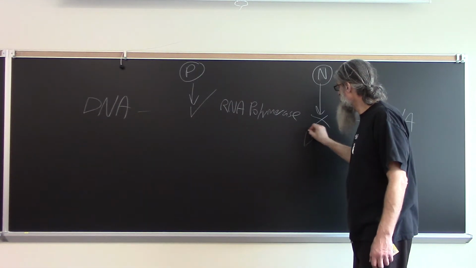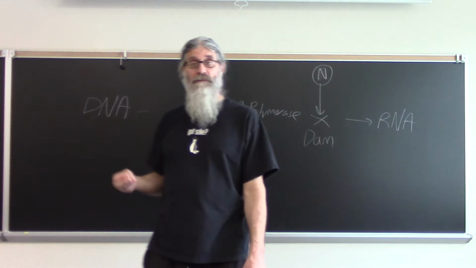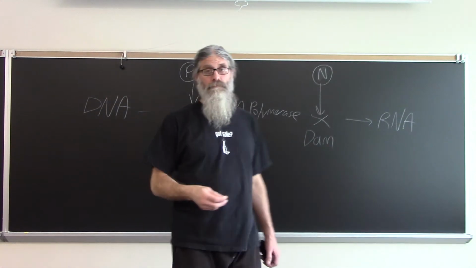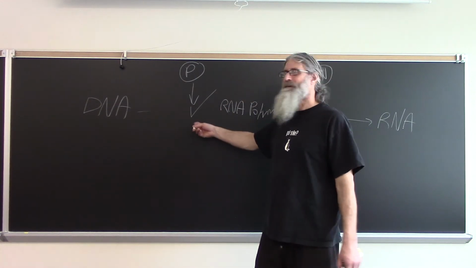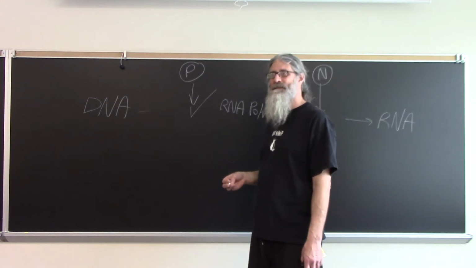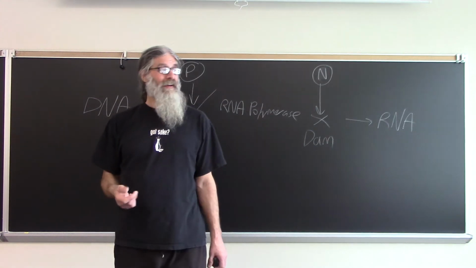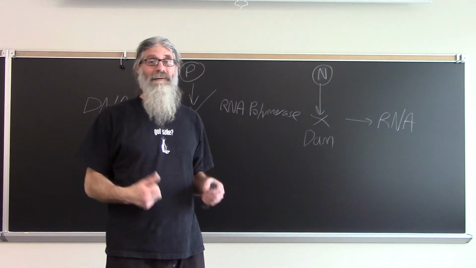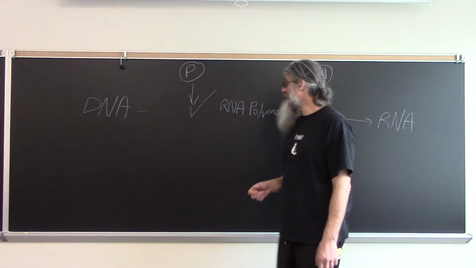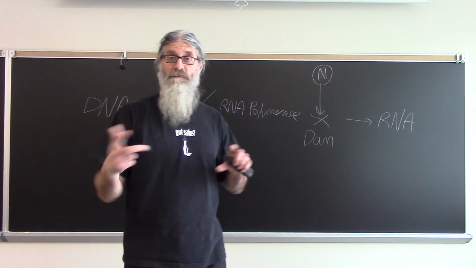So you can think of the negative control element or factor as being a dam. And I'm trying to think of a nice analogy for the positive control. It's difficult for me to think of it. It's basically something that's attracting the RNA polymerase to bind to the DNA. But definitely the negative control is a dam. Okay, so now we've got the problem where it becomes more complicated.